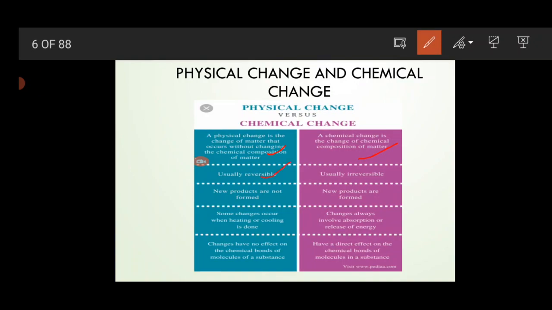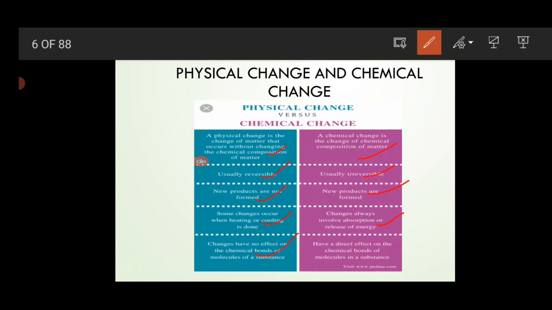Physical change is basically a reversible change, means we are able to reverse it, and chemical change we are not able to reverse. In physical change new products are not formed, but in chemical change always new products get formed. Some changes occur when heating and cooling is done. Physical change also occurs by heating and cooling. Similarly, chemical changes also involve the absorption and release of energy, either in the form of heat or in other forms of energy.